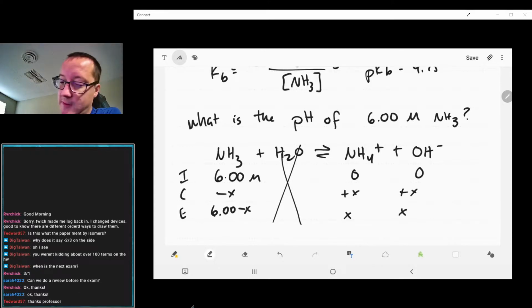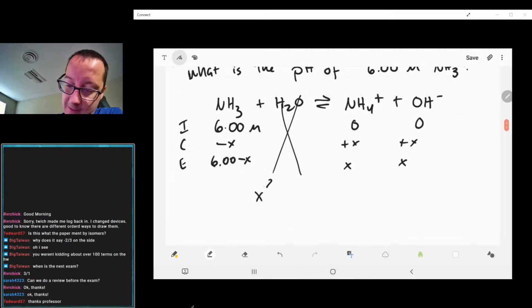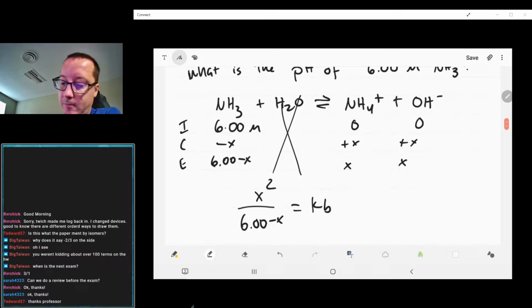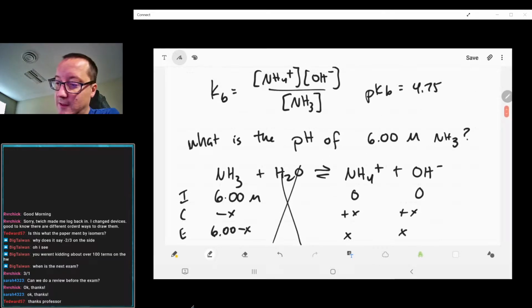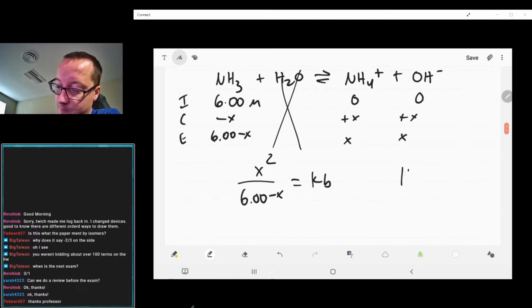And notice it's exactly the same as before. Let's go ahead and solve for our Kb, by the way. It was 4.75 as pKb. So we can go ahead and do that: 10 to the negative 4.75.